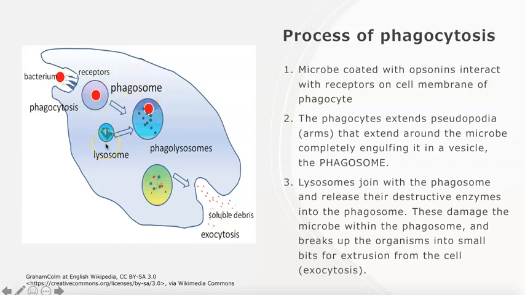Lysosomes in the cytoplasm merge with the phagosome to form a phagolysosome. And lytic enzymes, which are within the lysosome, are in fact poured onto the microbe and destroy and digest it. In non-antigen presenting cells, these digested fragments are extruded from the cells as soluble debris. But in antigen presenting cells, bits of protein from the bacterium will be expressed on the surface of the antigen presenting cell, but more on this in a very short while.